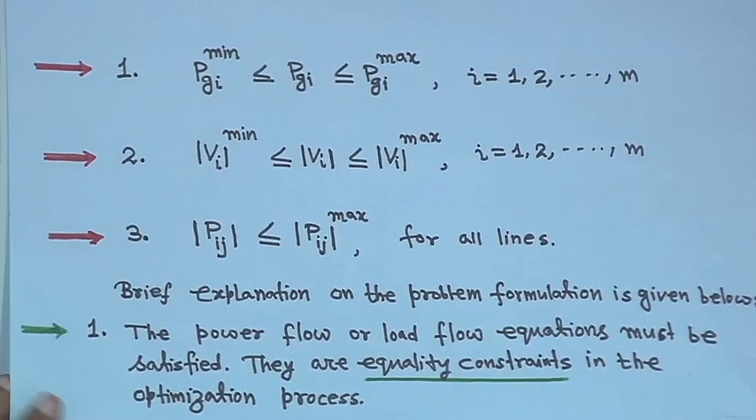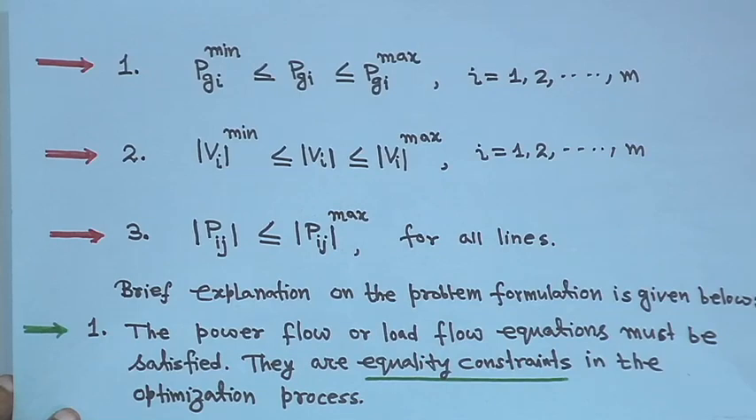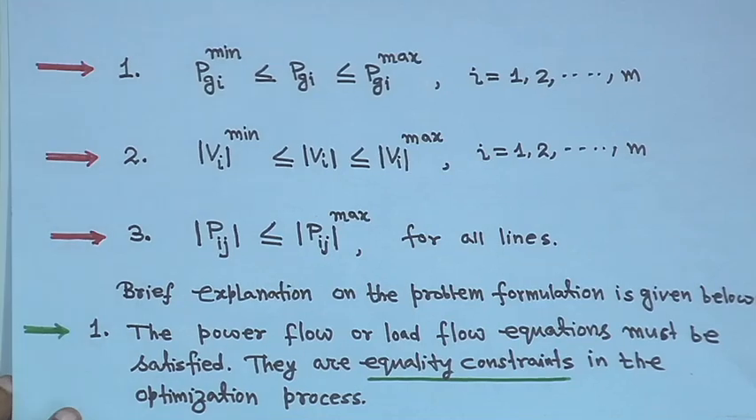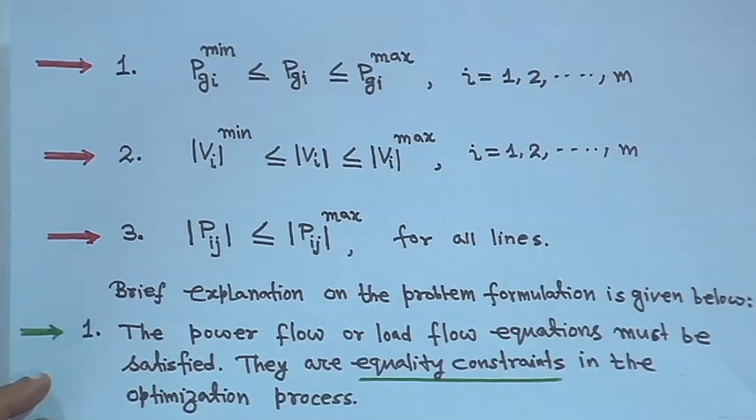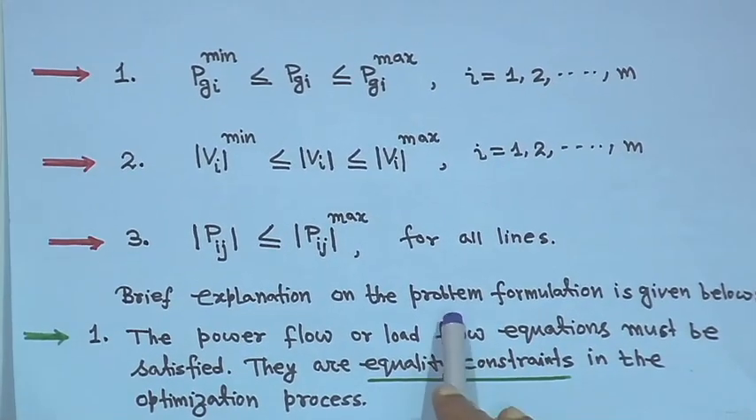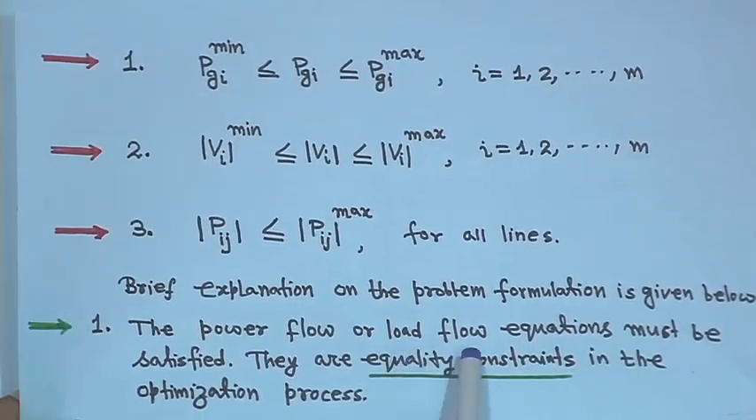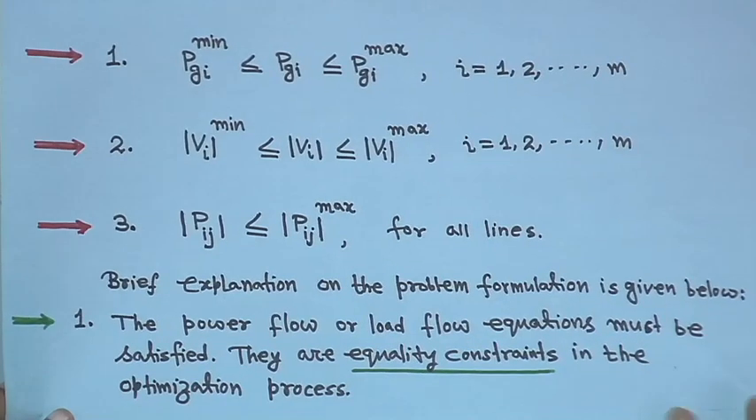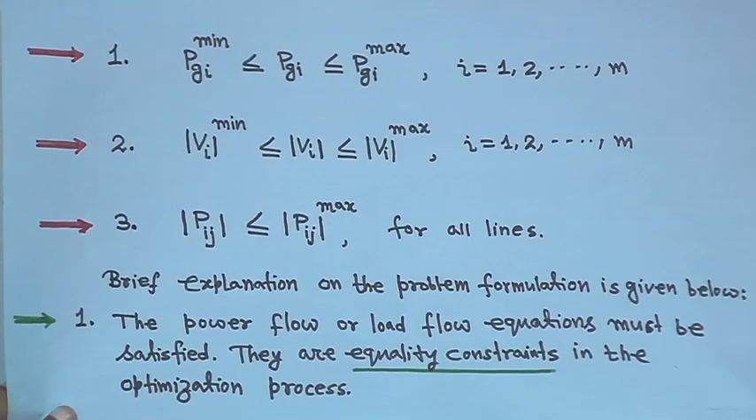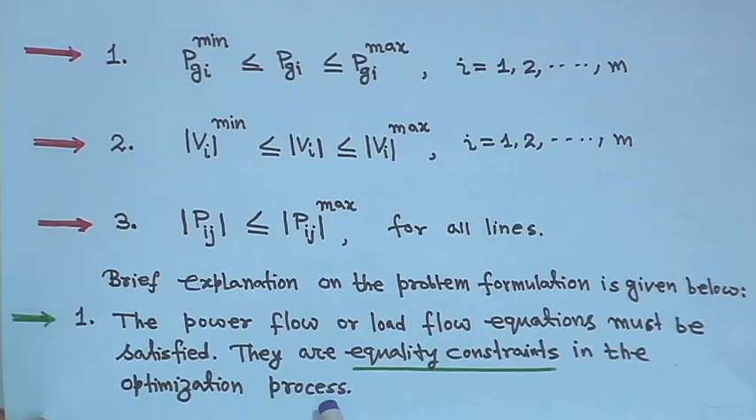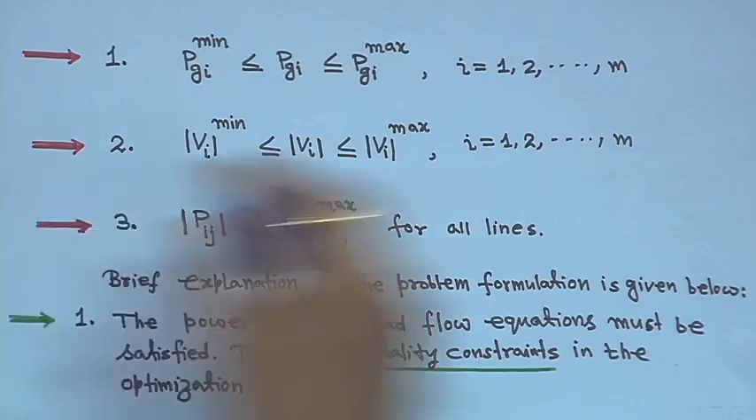When you are solving the economic load dispatch problem, you have to see that none of the constraints are violated. It has to be within the constraints, and only within the constraints you have to optimize. So, a brief explanation of the problem formulation is given below. The power flow or load flow equations must be satisfied; you have to solve load flow. Even for a large problem you have to solve the load flow; without load flow you cannot move. Therefore they are equality constraints in the optimization process, because you are solving load flow. So that is the first one, load flow.